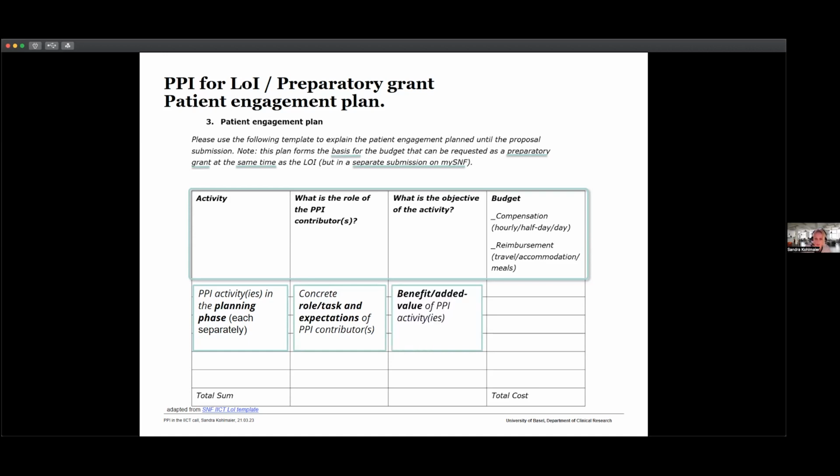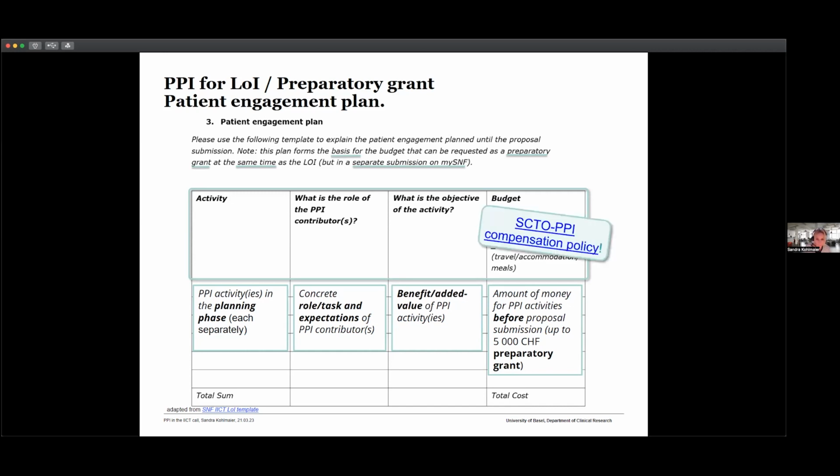Of course, it is also important for you that this activity has a benefit or an added value, and you should describe this here as well. And of course, the budget: that means the amount of money for the PPI activity before the proposal submission. These are the up to 5,000 francs preparatory grant, which you can use for all the planning phase PPI activities.